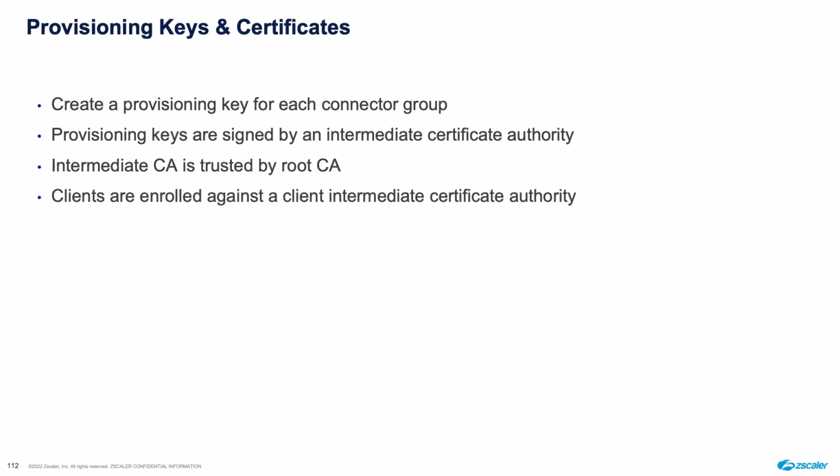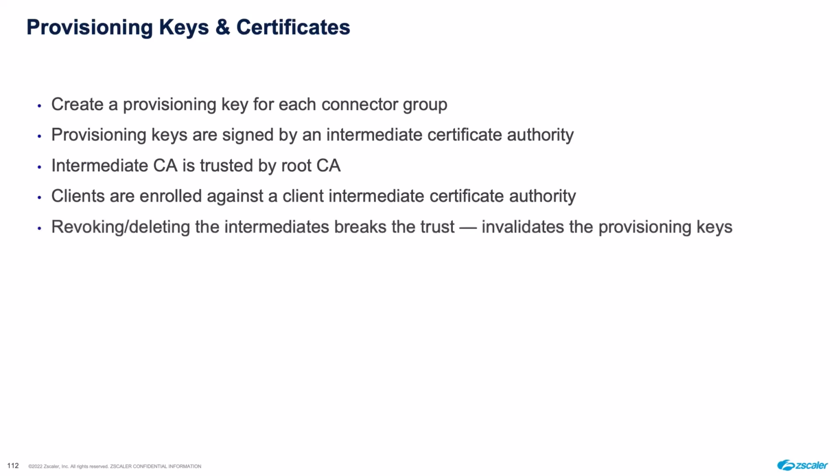This builds out your chain of trust, and by segmenting the services across separate intermediate CAs, you can revoke a set of certificates without impacting the functionality of other services. If you delete a provisioning key, then you will revoke all app connectors that were enrolled with said key. Now, if you revoke the intermediate CA, then all provisioning keys issued by the intermediate CA are revoked. This holds true for the clients as well with respect to their intermediate CA.